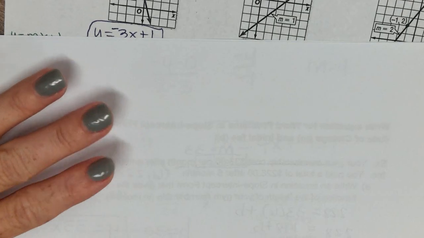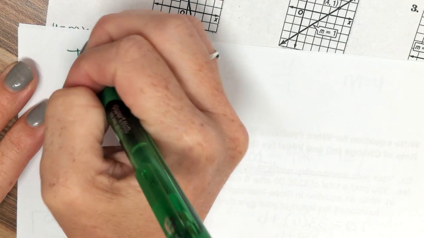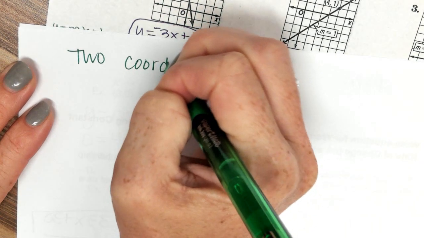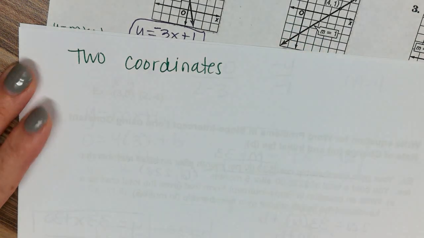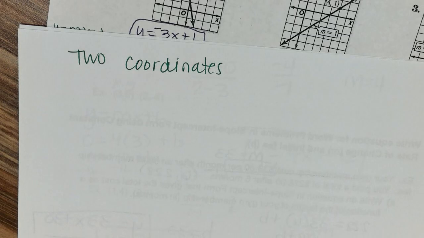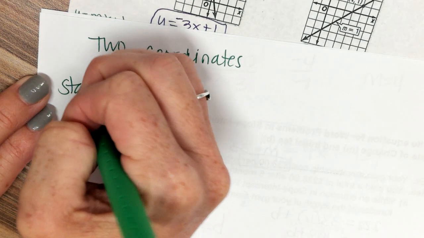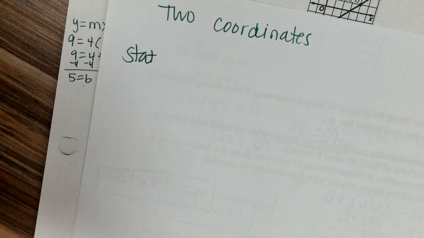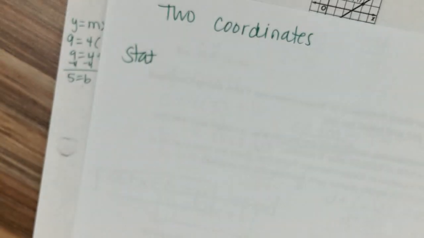So I want you to go to the back of your notes from Friday, and we're going to write this down. This only works if you have 2 coordinates. So if they give you 1 coordinate and 1 slope, this does not work. So this only works when I have 2 coordinates, 2 or more. You can have as many as you want, but you have to have 2. And it is called your stat button. So let's just write the steps down first, and then we'll go practice it in our calculator.